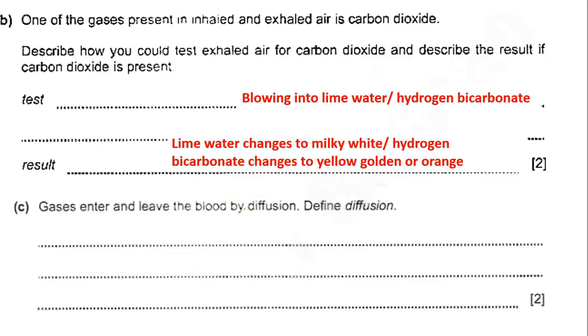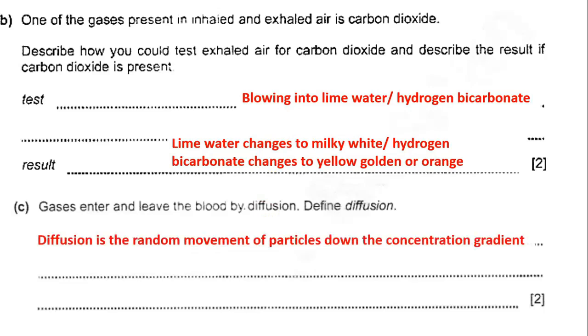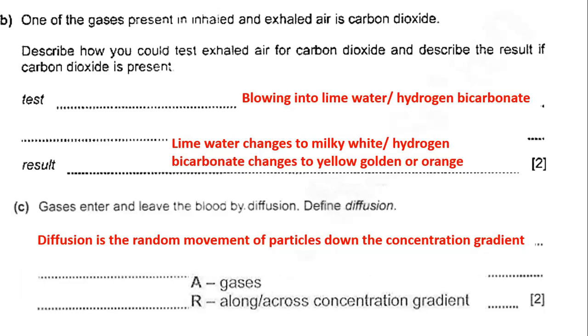Gas enters and leaves the blood by diffusion. Define diffusion. Of course, it is the movement of particles down the concentration gradient or with the concentration gradient. And this is the mark scheme to show you that if you say the random movement of gases, not just particles, it will be accepted, but make sure you don't write along or across concentration gradient. You have to mention it in the right scientific terms, down or with.